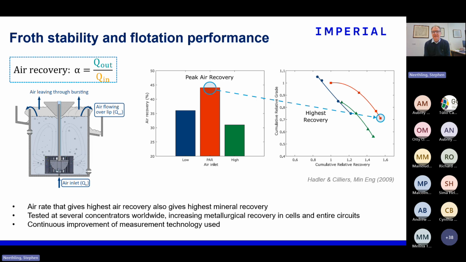You get better grade recovery curves as you go through the peak. Typically, what happens when you're below the peak and you increase your air rate into the cell, you keep increasing the recovery. As you go beyond the peak, what typically happens is your recovery levels off, but your grade keeps decreasing. So you end up with one of the best grade recovery curves around this peak in air recovery.